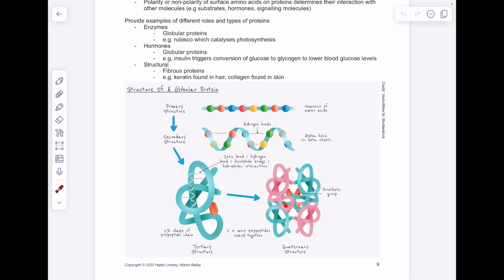And then when two or more polypeptides are linked together, we have what's known as a quaternary structure. And here we have the addition of a prosthetic group, which simply means the addition of something which isn't a polypeptide, so doesn't consist of amino acids. There are structural proteins, such as the fibrous proteins, keratin found in our hair, and collagen found in our skin.